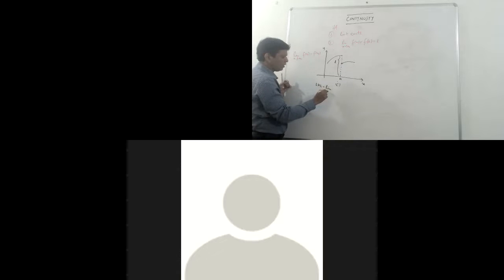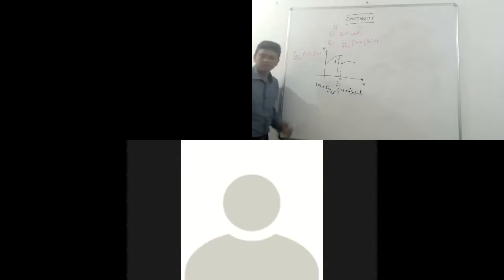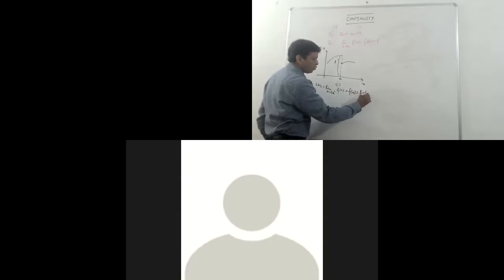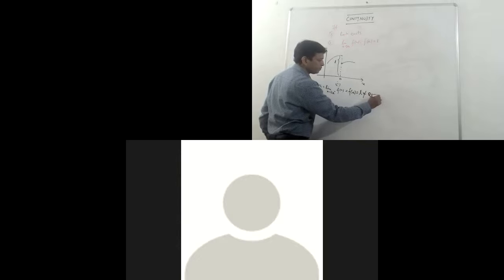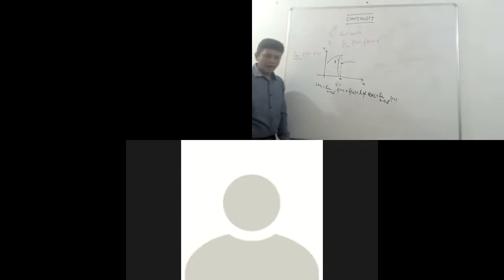Left hand limit, limit as x tends to a minus of f(x), equals f(a) equals l. See from the diagram, this is your left hand limit because you are approaching from the left of a and you will reach here, and that value is equal to the functional value at that point, f(a). But that is not equal to the right hand limit. Am I clear, everyone?